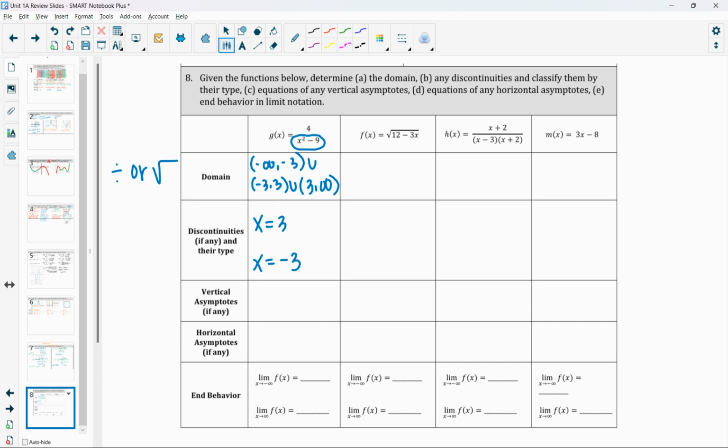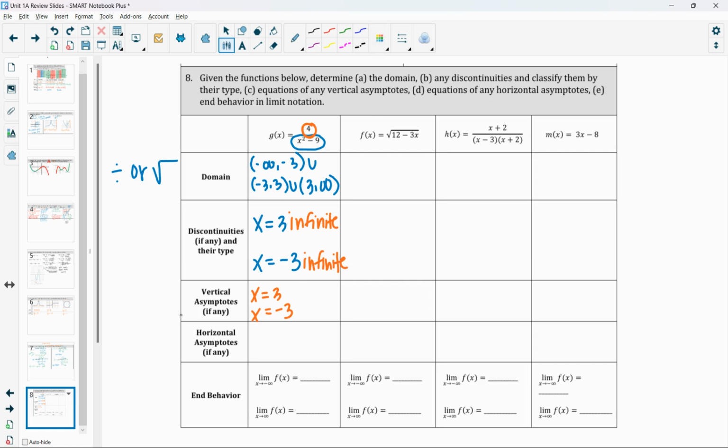So now you check if we plug these into the top part of our function. Okay, so if we plug them into the top, do they make the top equal 0? Well, they're not going to because there's nothing to plug them into. There's no x up here. So the top is always 4. So that means that both of these are infinite because they only make the bottom 0, which makes them vertical asymptotes. So our vertical asymptotes are x equals 3 and -3.